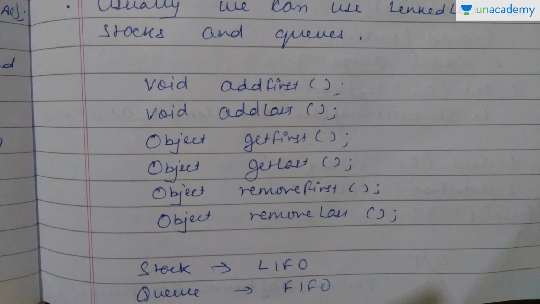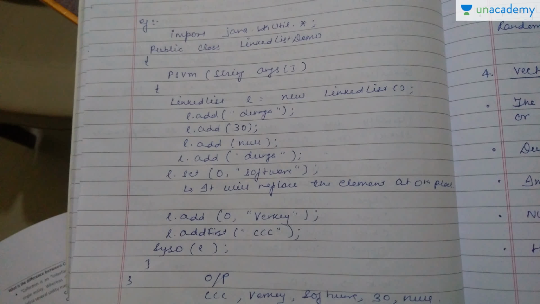And now we'll see an example. So we have written import java.util.*. Then the next statement is public class LinkedListDemo. Here we have a method public static void main(String[] args). Now the first one is LinkedList l = new LinkedList(). So we have created a linked list with name l.